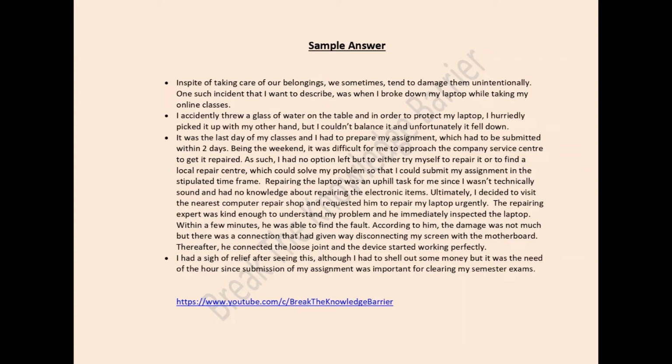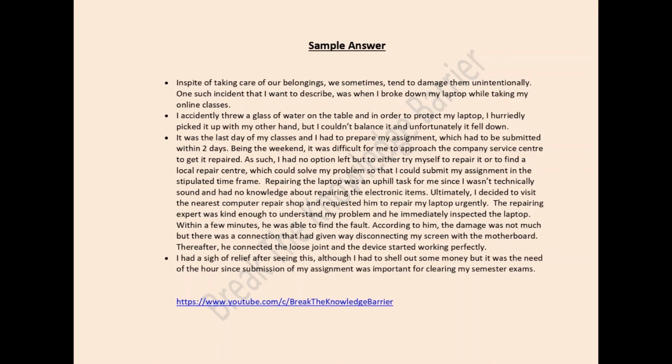Repairing the laptop was an uphill task for me since I wasn't technically sound and had no knowledge about repairing electronic items. Ultimately, I decided to visit the nearest computer repair shop and requested him to repair my laptop urgently. The repairing expert was kind enough to understand my problem and he immediately inspected the laptop. Within a few minutes, he was able to find the fault.